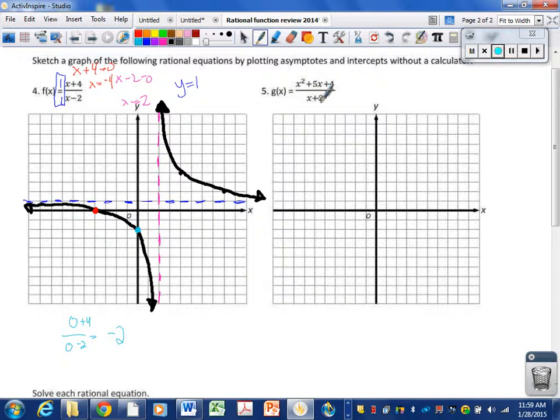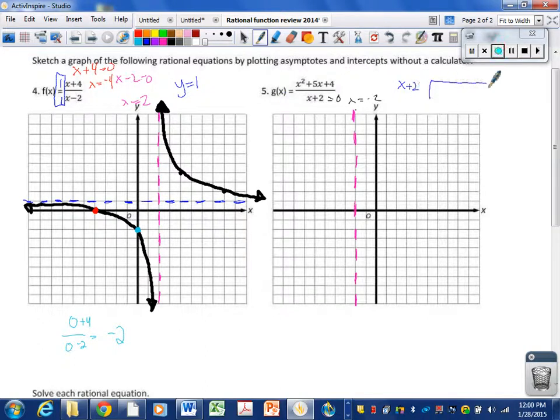Okay, now this one, let's see, vertical asymptotes. x plus 2 equals 0, so x equals minus 2. Oh, pink. So here is minus 2. Horizontal asymptote. We have x squared over x, so there's not going to be any horizontal asymptote. So let's see about our rational.